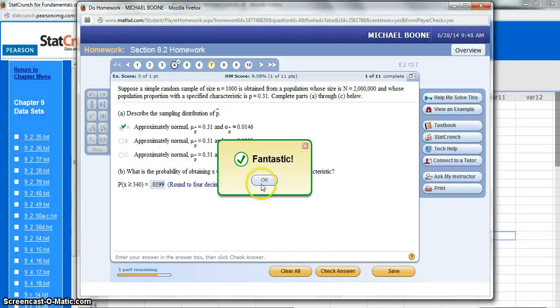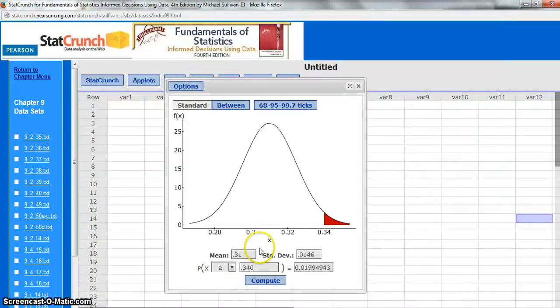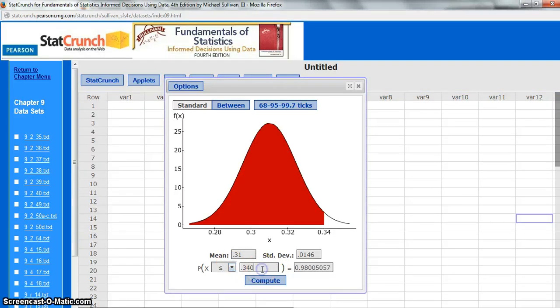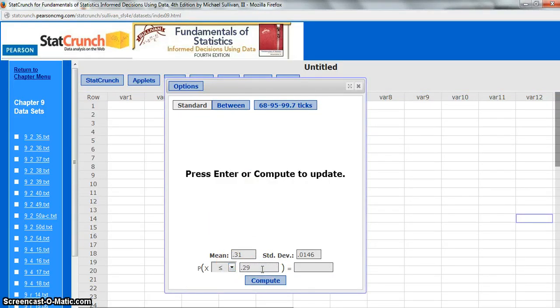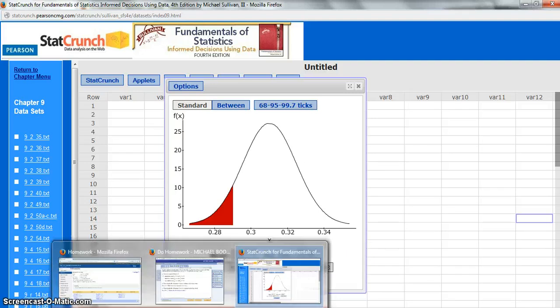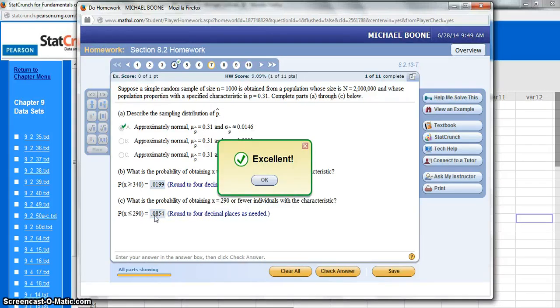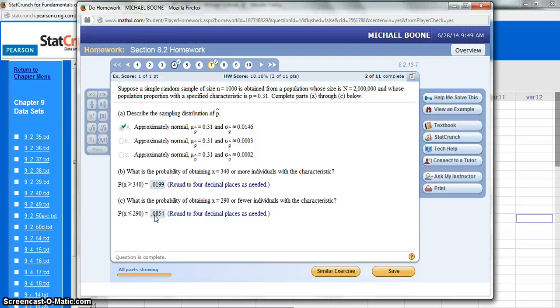And then the last question, so less than 290, right? And so it's doing the exact same thing. We're doing a less than, and 290 out of 1,000 is 0.290. And that's where we get the 0.0854. So let's verify that. 0.0854. So that should give you the ideas of Section 2, Chapter 8.